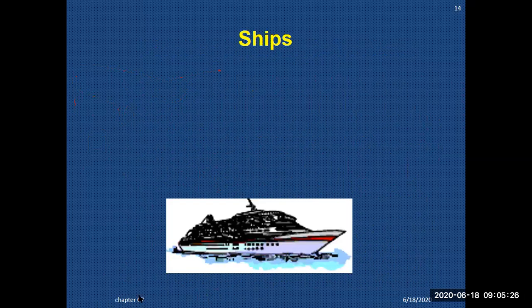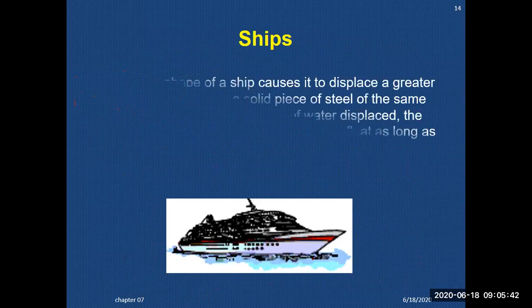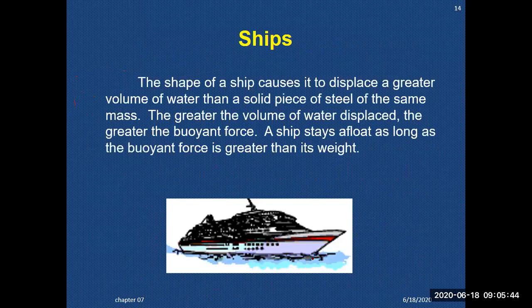So here are the ships. If you look at the buoyant force, this is the shape of the ship. By this, you have increased the volume of the ship which is in contact with the water. It has increased basically the volume of displaced water under the ship. So it has automatically increased the buoyant force, which will help the ship to float.